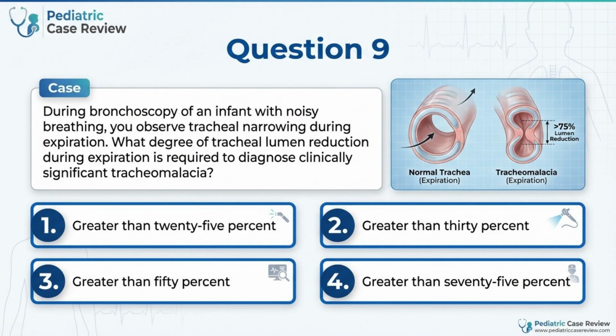Case number 9. During bronchoscopy of an infant with noisy breathing, you observe tracheal narrowing during expiration. What degree of tracheal lumen reduction during expiration is required to diagnose clinically significant tracheomalacia? Option 1. Greater than 25%. Option 2. Greater than 30%. Option 3. Greater than 50%. Option 4. Greater than 75%.